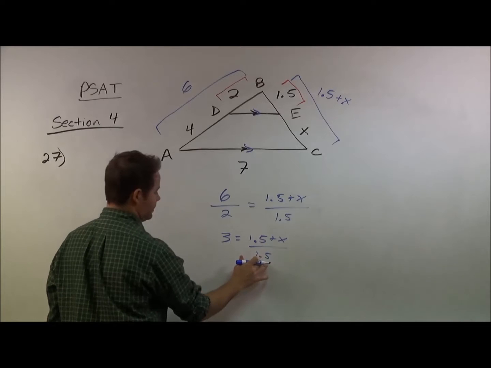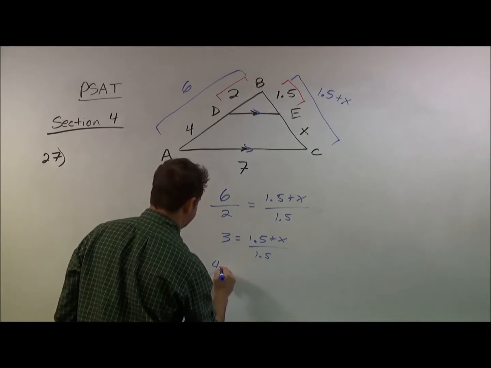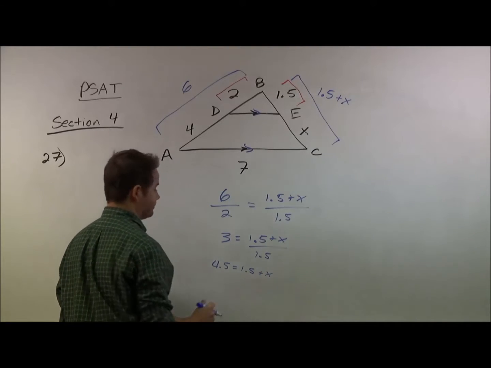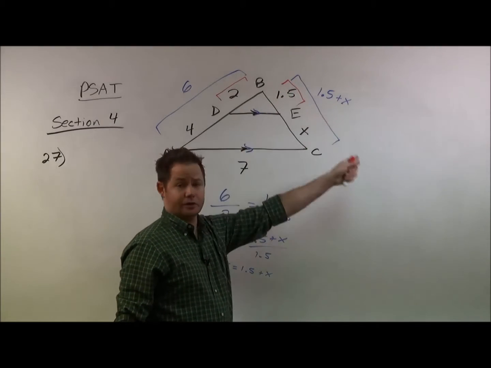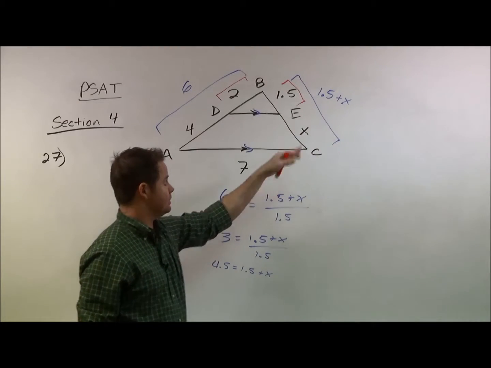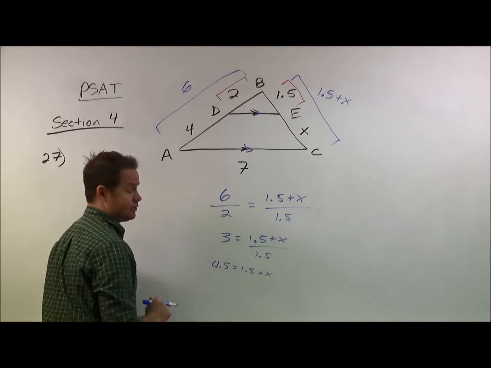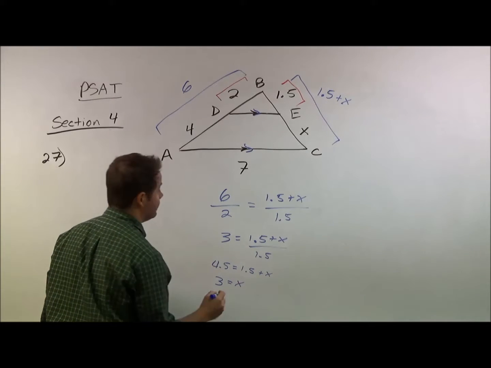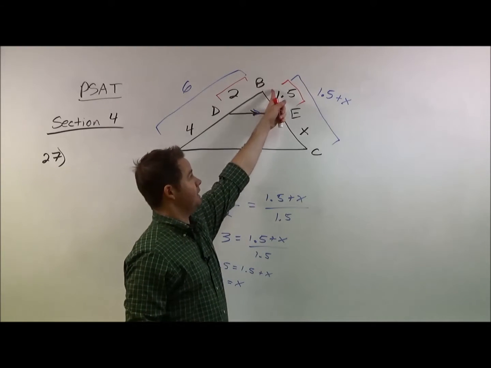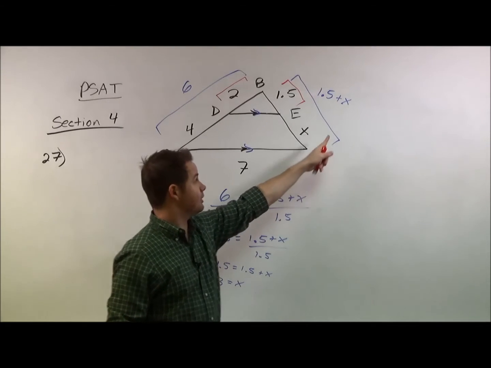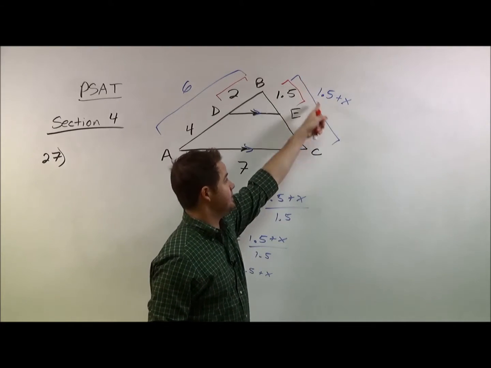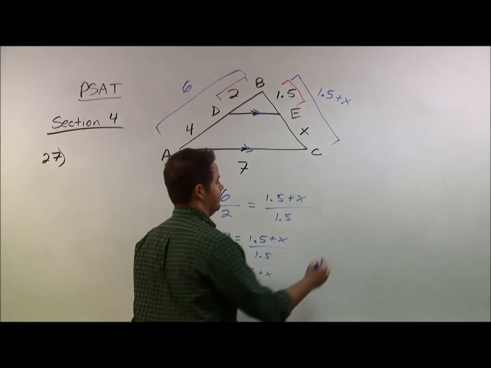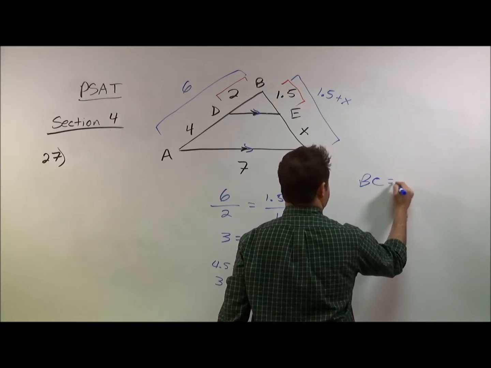And when you multiply 3 times 1.5, you get 4.5 equals 1.5 plus x. And since we're looking for the longer side here, we're looking for 1.5 plus x, you could stop there, and that's actually going to be your answer, which is 4.5. But to go ahead and finish out solving for x, you have x equals 3. But remember, if they're asking for BC, that means that you do have to plug that value for x back in, because BC is not just 3, it's 3 plus 1.5.